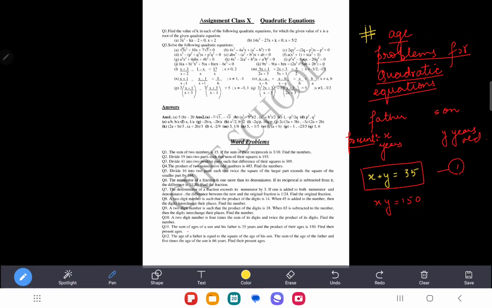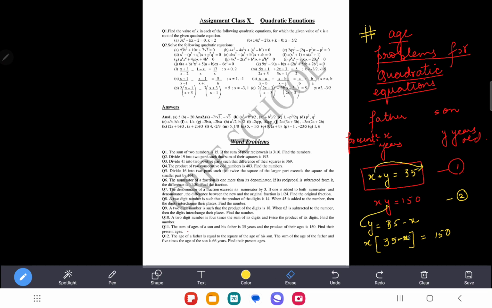What do I have in here? What are we supposed to do now? You tell me. To make a quadratic equation, do you see that we have made two equations here? And when we have made two equations, do you realize that I can take out the value of y as 35 minus x, and substitute that value right here. So that is going to become x times y, so x times 35 minus x, and that is going to be 150.